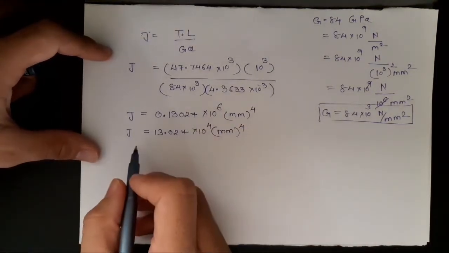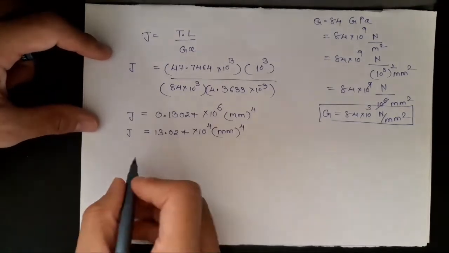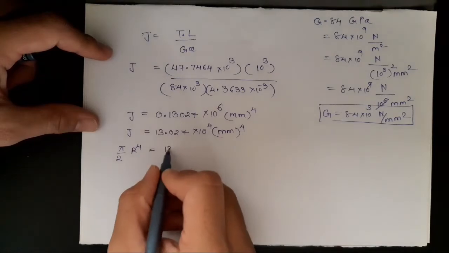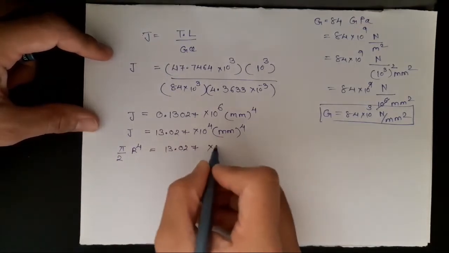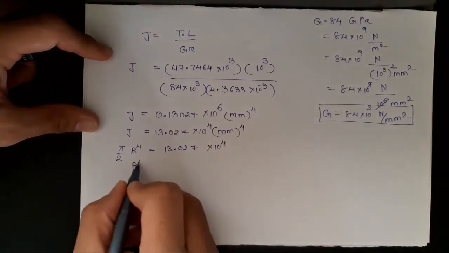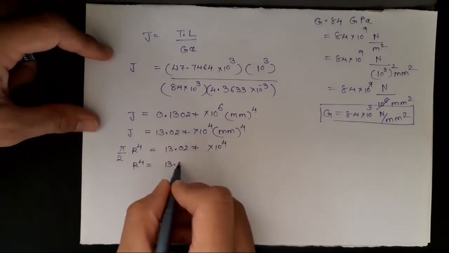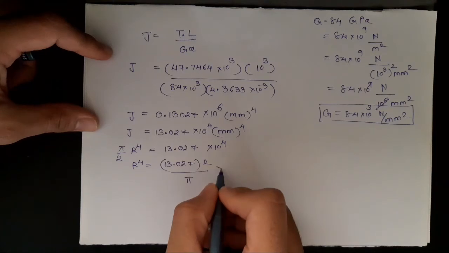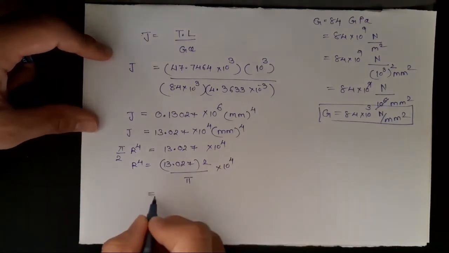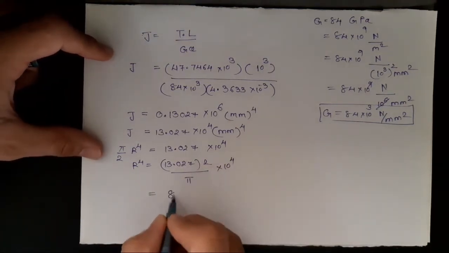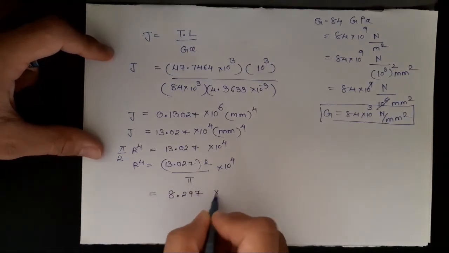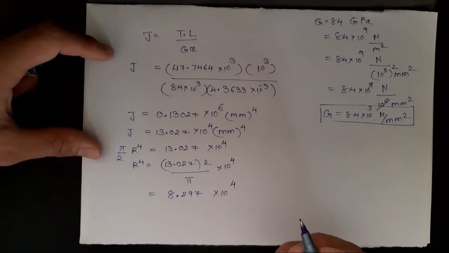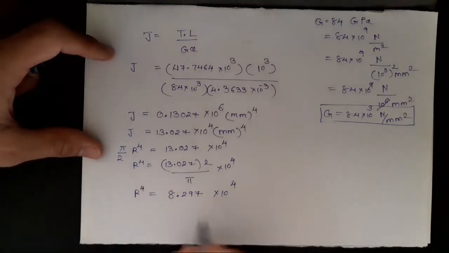As we know, the polar moment of inertia of the circular cross section is pi by 2 into r raised to 4, r is the radius. So it is 13.027 into 10 raised to 4. From that, r raised to 4 is equals to 13.027 into 2 divided by pi into 10 raised to 4. So from this we can get 8.297 into 10 raised to 4. So this is r raised to 4.